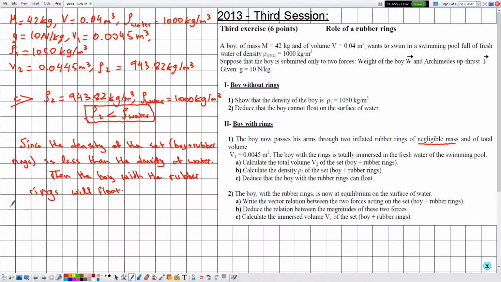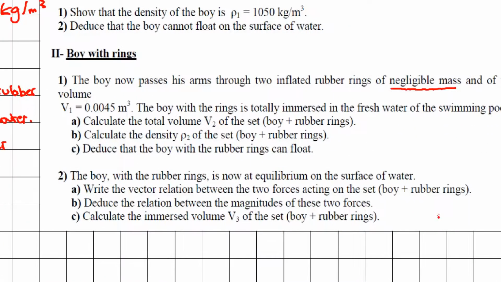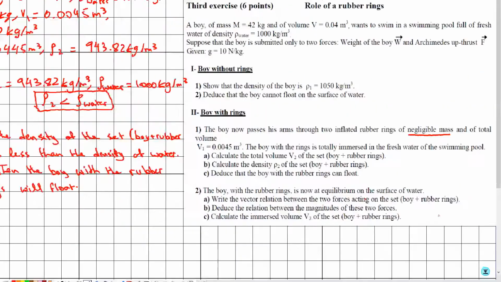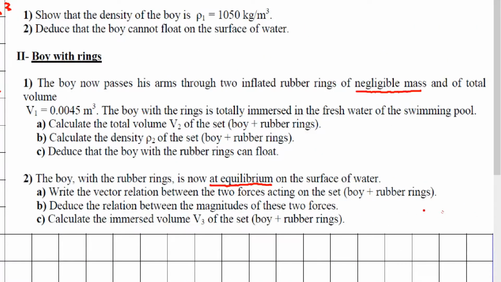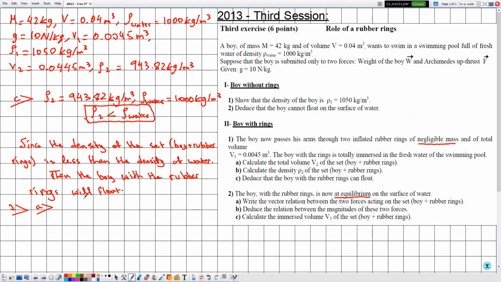And now we are in number 2, part 2 of number 2. The buoy with the rubber rings is now at equilibrium. So now in this part we can use the condition of equilibrium at any time. Part A, write the vector relation between the two forces acting on the said buoy plus rubber rings. So how do you apply this condition? In other words, they are asking me about the condition of equilibrium. So as a title, we write at equilibrium.